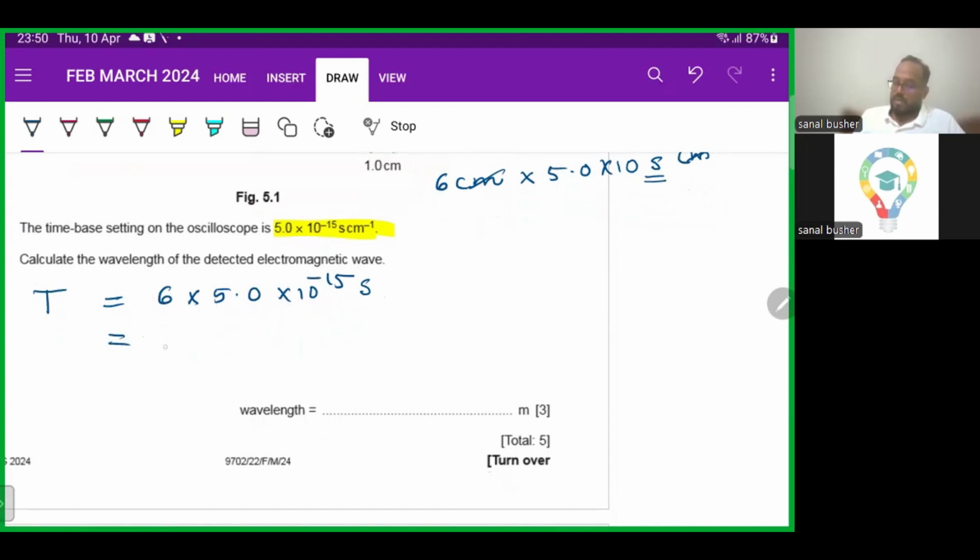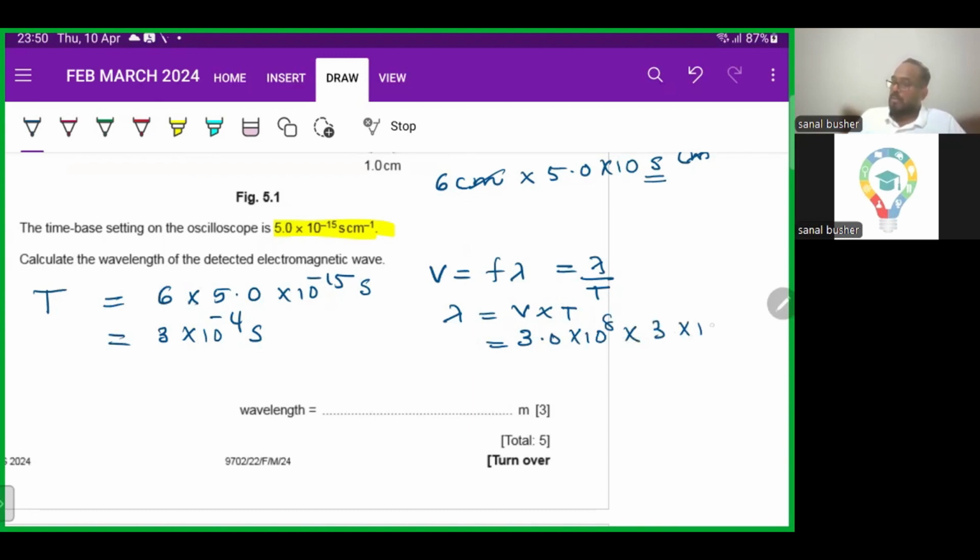30 into 10 to the power 3 into 10 to the power minus 14 seconds. So this is the time period you require the wavelength. Wavelength, you know that V is equal to F lambda, which is equal to F is 1 by T, so lambda by T. So you require lambda, means lambda is equal to V multiplied by T. Since it is electromagnetic wave, the speed will be speed of sound. 3.0 into 10 to the power 8 multiplied by 3 into 10 to the power minus 4.